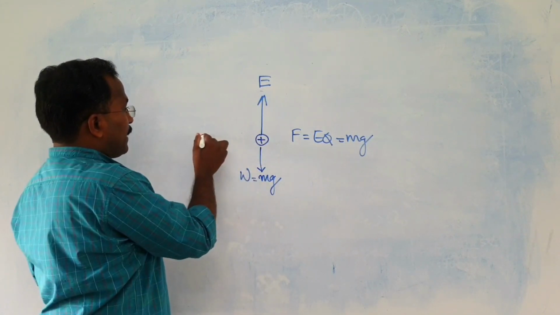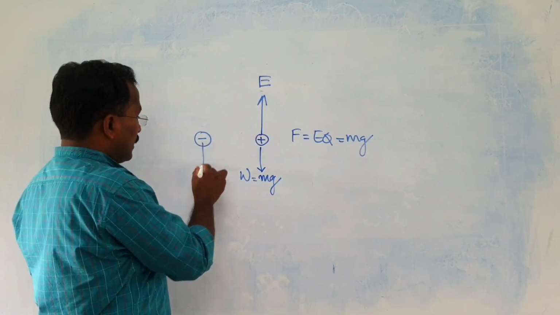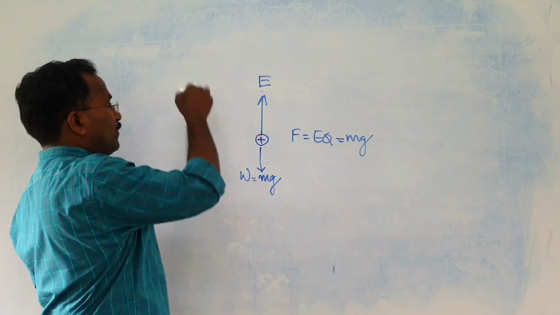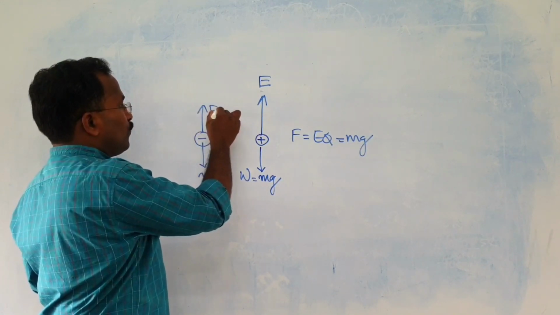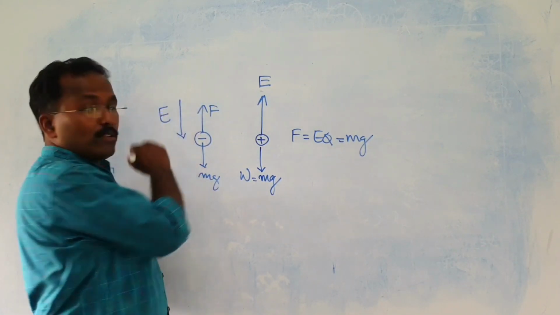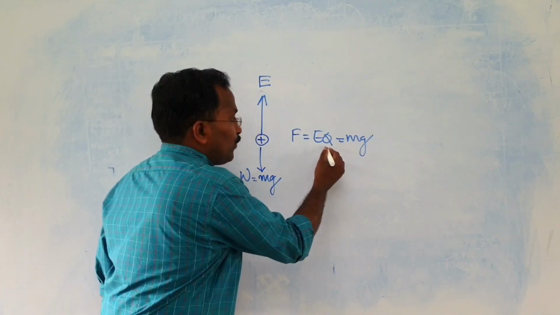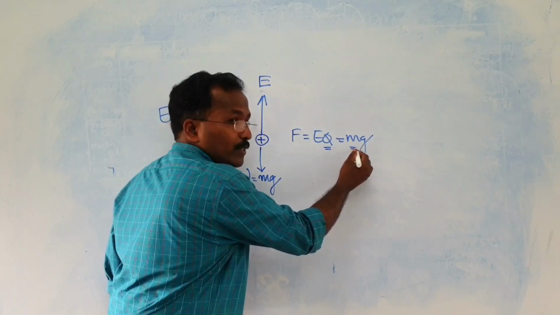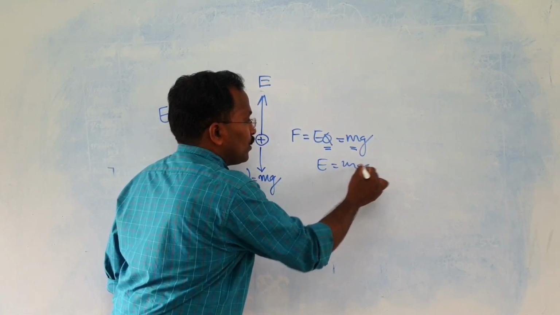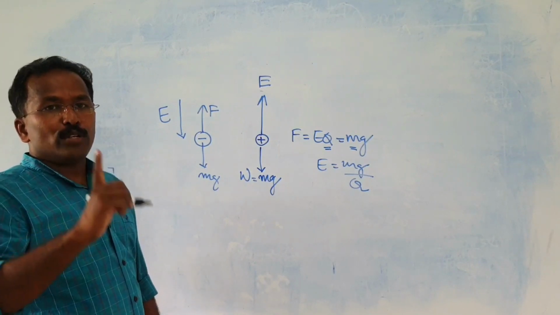For doing the same thing for a negatively charged particle, you should not confuse this. The weight is in this direction. You need a force due to electric field in the upward direction. For that you have to apply an electric field in the downward direction. I hope you understood that. This equation holds there. So if you know the charge of the particle and the mass of the particle, you can find out how much electric field is required for keeping it suspended in air. I hope you understood and enjoyed that.